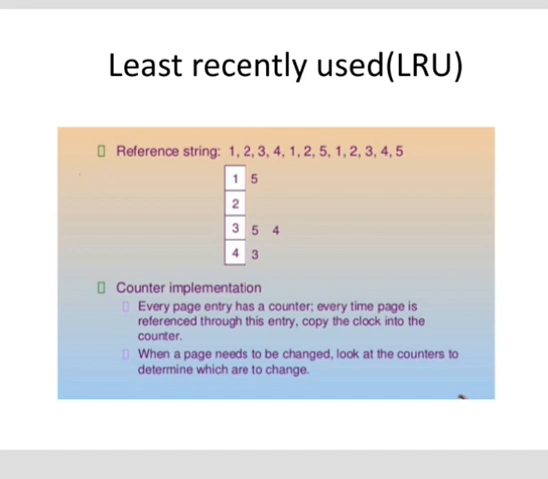This algorithm can be implemented by maintaining the backward distance of each page. Whenever a page is referenced, its backward distance is set to 0. The backward distance of other pages is incremented by 1. So the working of the least recently used, that is LRU, algorithm can be understood by considering the reference string given here.